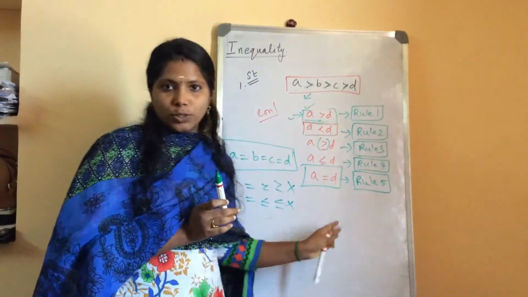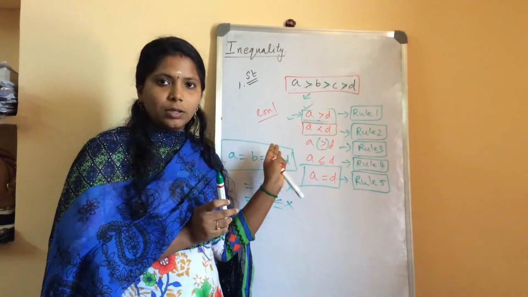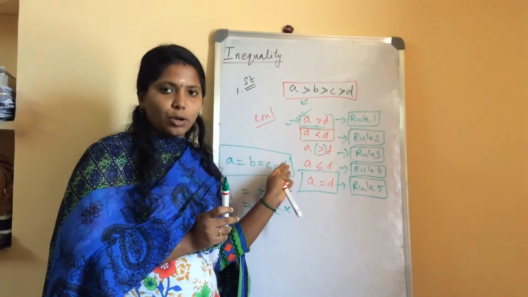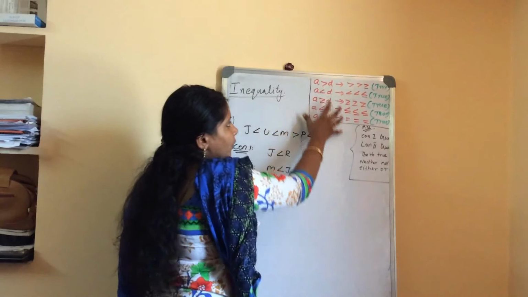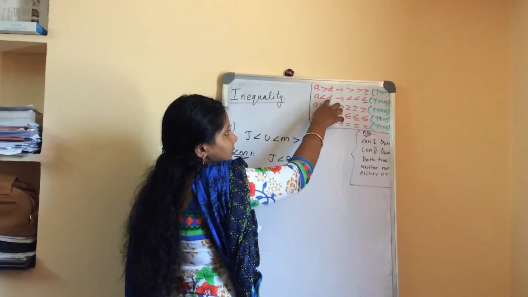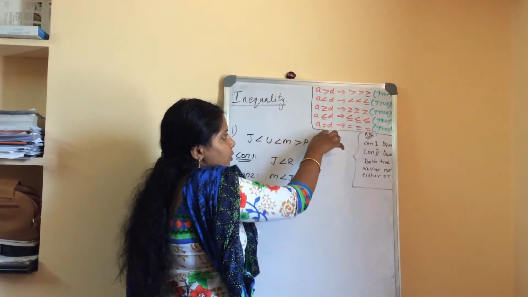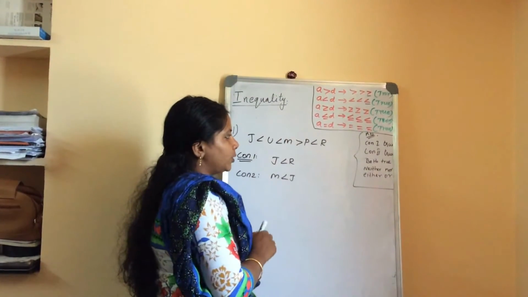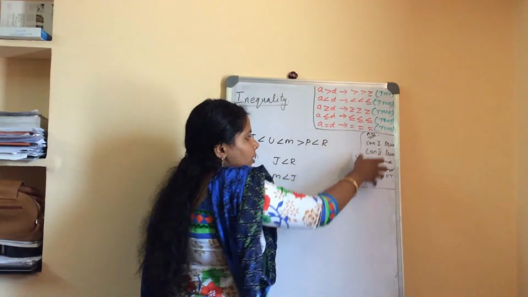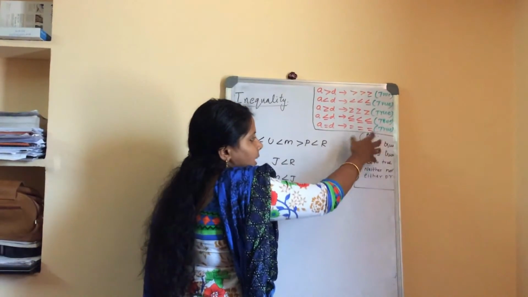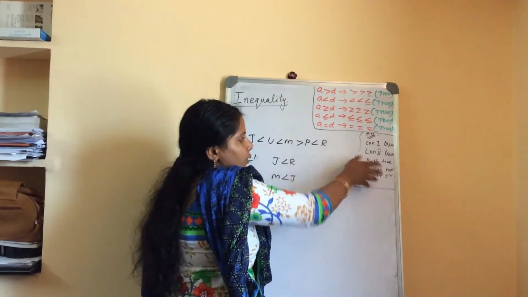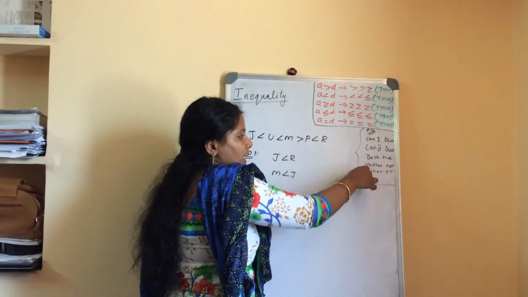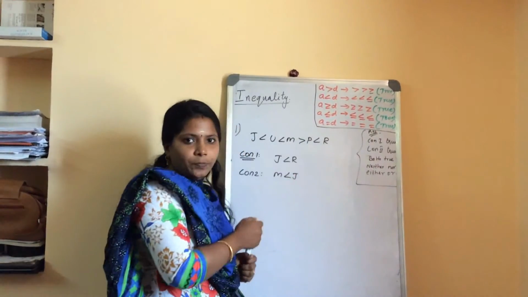With these 5 rules only, we will be applying our sums to solve this inequality. Now we will go and solve the problems one by one. Rules: A greater than D, less than D, greater than or equal to D, less than or equal to D, equal to D. I have written here how the flow will be for the rules, and also for the particular sum, how the options in the answer will be given. Conclusion 1 true, 2 true, both true, neither nor, either or. These are the answers for the question.